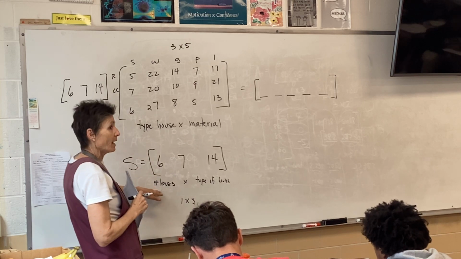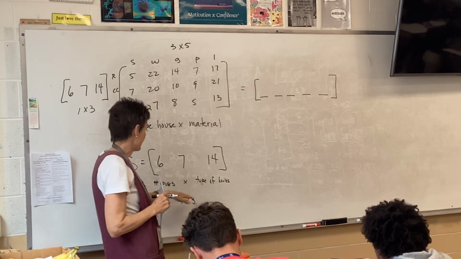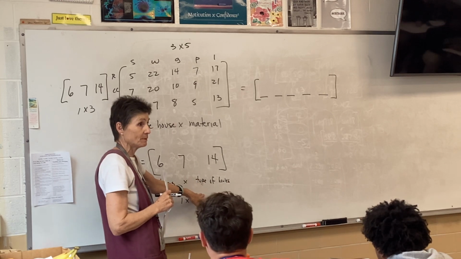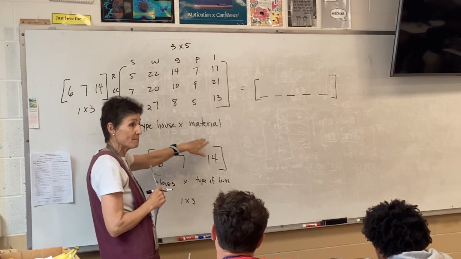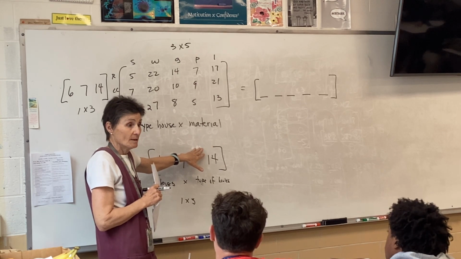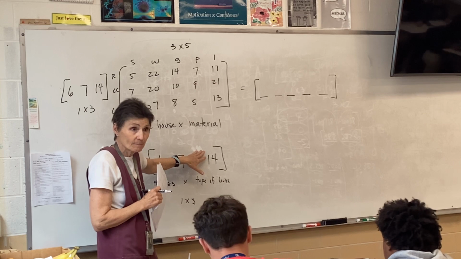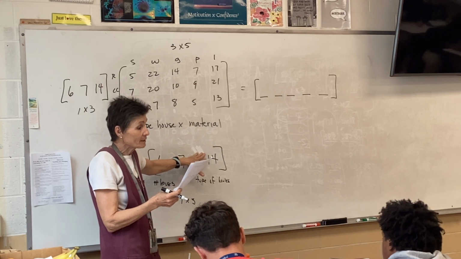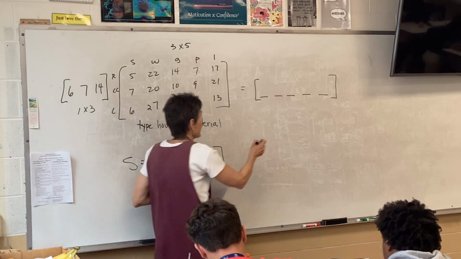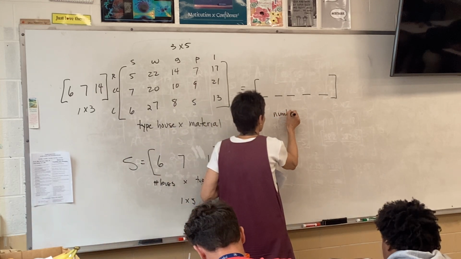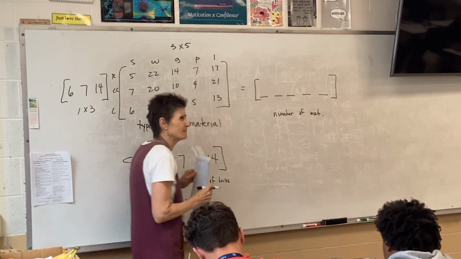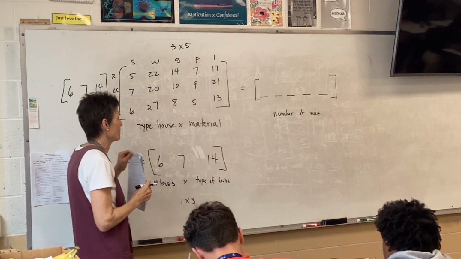Well, you're multiplying houses times number. You're multiplying number by type, and then type by material. So we're going to end up with the number of materials. And is that what we want? Yeah. Find the number of units of raw materials. So this is going to give us the number of materials. That grammar isn't very good, but you know what I mean.